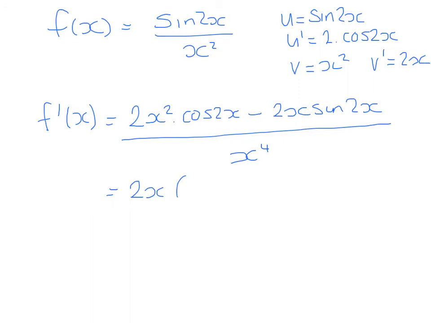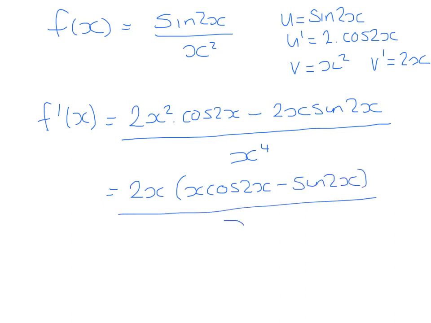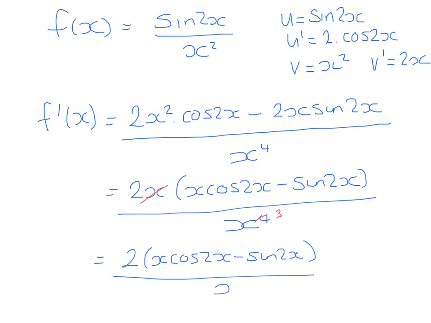And we've got x cos 2x minus sine 2x. And that's all over x to the 4, which means we can cancel the x. Remember, when you're cancelling, you've got to be dividing the top and bottom by the same thing. We're just making an equivalent fraction. So 2 times x cos 2x minus sine 2x all over x cubed.